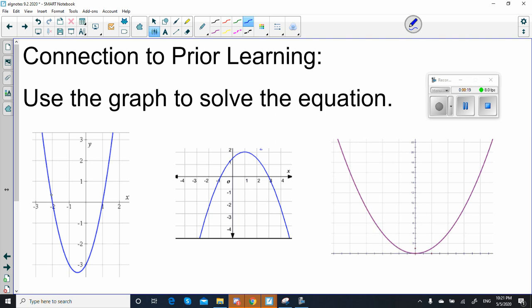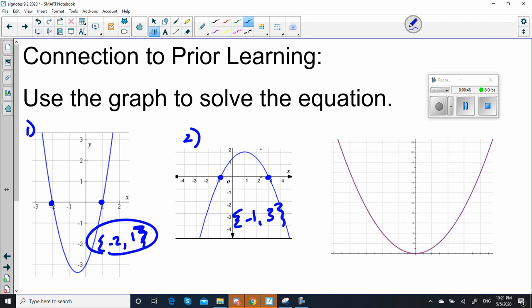So if we look at the graph that's already graphed, what we're looking to see is where the graph crosses the x-axis. You can see in this first example, number 1, that the graph crosses at -2 and +1. So those are my two solutions, and you can see it very clearly. They cross here and here. And on the second one, number 2, you can see that it crosses at -1 and +3. So our solutions are where the graph crosses the x-axis.